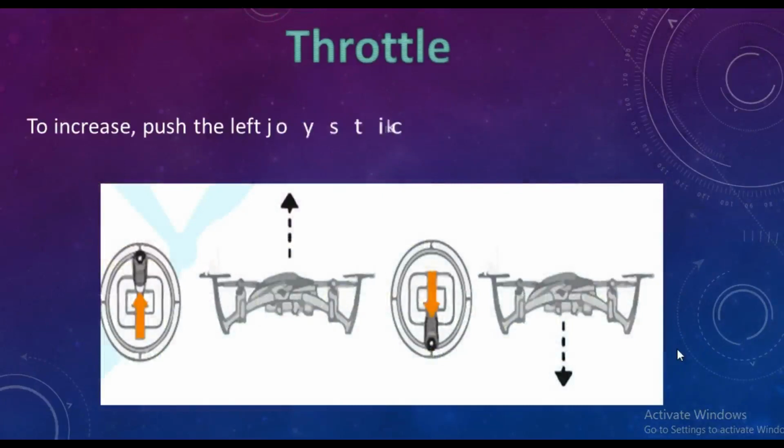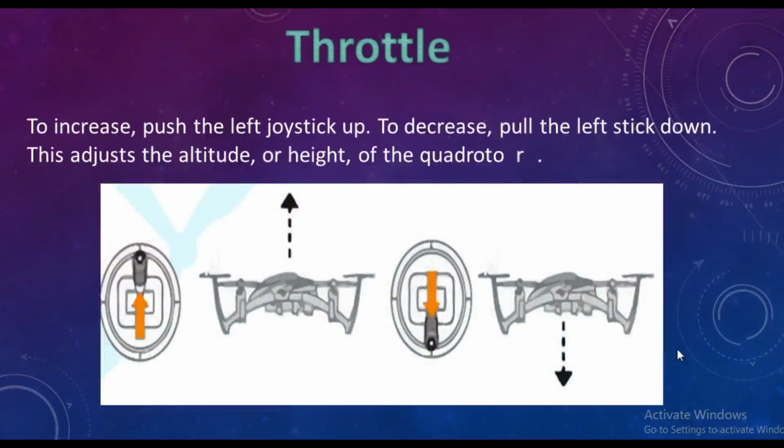Throttle. To increase, push the left joystick up. To decrease, pull the left stick down. This adjusts the altitude or height of the quadrotor.